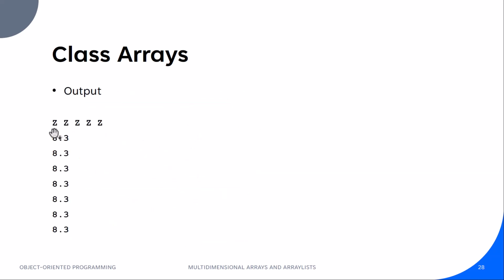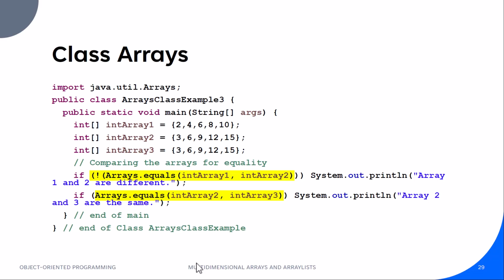And here's the output. We have a character array filled with z's, and we have a double array filled with 8.3s. We have another example to see the use of the equals method.